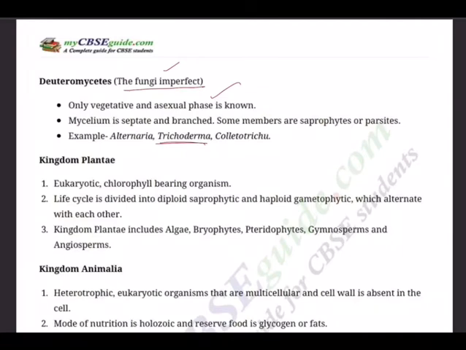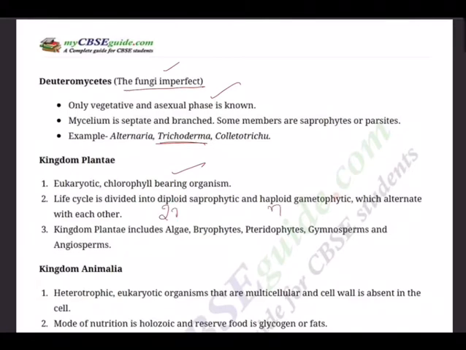And moving on to the fourth kingdom, Plantae. They are eukaryotic, having a clear nucleus, with a lot of chlorophyll-bearing organisms, so they are green. The life cycle is divided into diploid sporophytic and haploid gametophytic phases. Haploid means n number of chromosomes, one set of chromosomes.